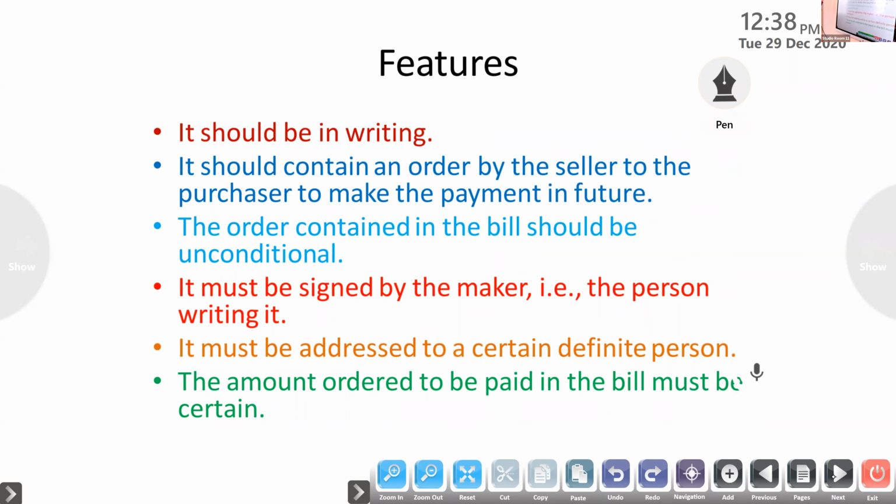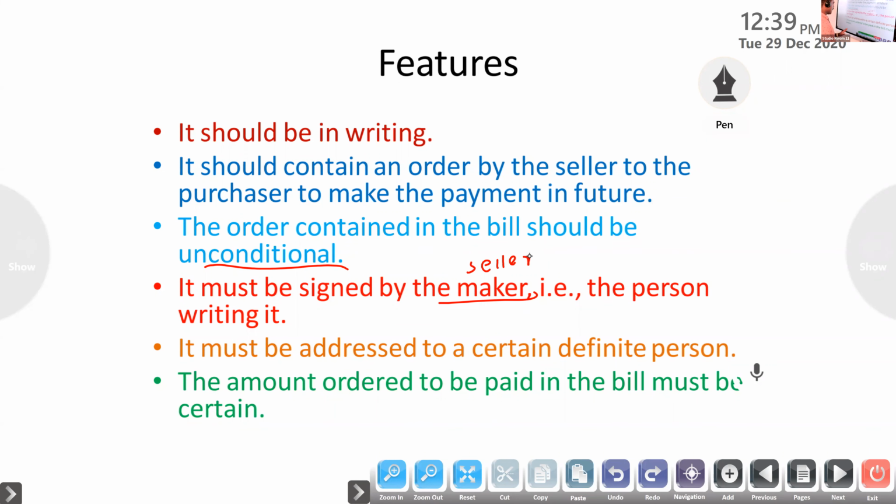Next, already we know the features of bills of exchange. It should be in writing. It should contain an order by the seller to the purchaser to make the payment in future. The order should be unconditional; no condition is attached. If any condition is attached, then it is not a bill of exchange. Then it must be signed by the maker. Who is the maker? The drawer, otherwise the seller. It must be signed by the maker who is writing the bill.